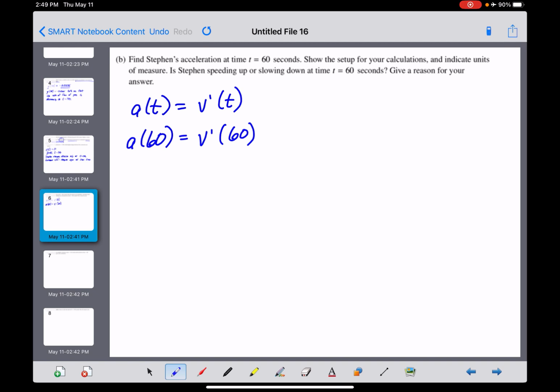I wouldn't be surprised if a lot of people here got the right answer for part B, but didn't get full credit, maybe because they didn't explain this concept.